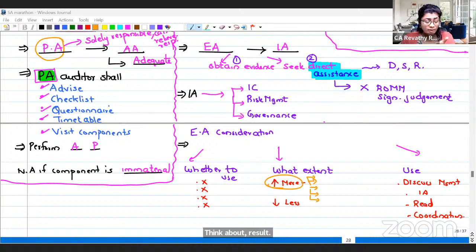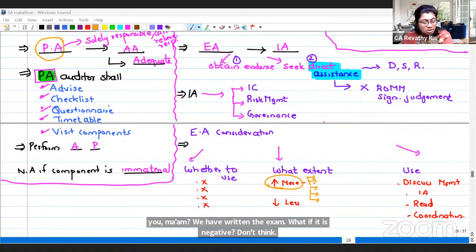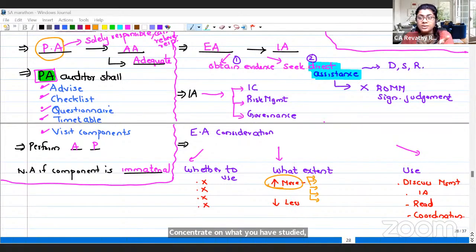Yo, ma'am, we have written the exam, what if it is negative? Don't think. Concentrate on what you have studied, what we have revised, what is in the exam question paper. Don't think about the result. If you think, you will be tensed. If you're tensed, you will tend to forget. Okay, so with those words, 30 seconds you rest. After that, say 700. Let's finish off, guys.